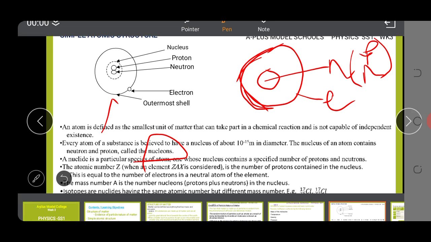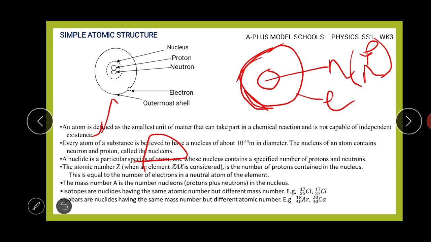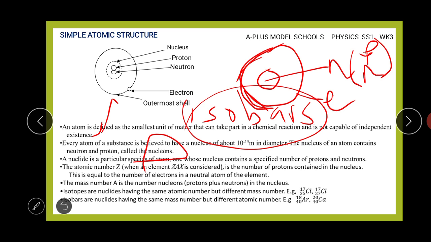Isobars are nuclides having the same mass number but different atomic number. You can see argon 18 and calcium 40, calcium 20 40 and calcium 18 40. They are isobars. Why? When we have isobars, they are nuclides that have the same mass number but different atomic number.